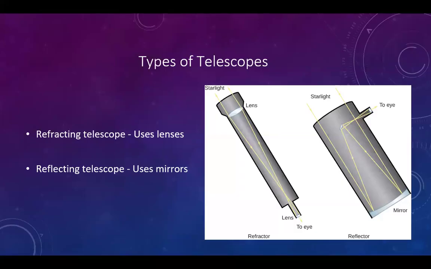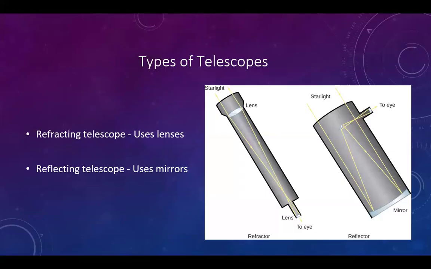So refracting telescopes are the original type of telescope, but they have issues with scale. They don't work so good when you get really big. So all modern serious research telescopes are reflecting telescopes. They use mirrors. There's a number of advantages to using mirrors as well.